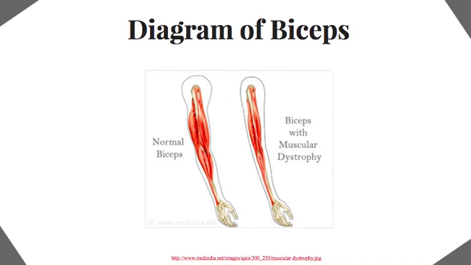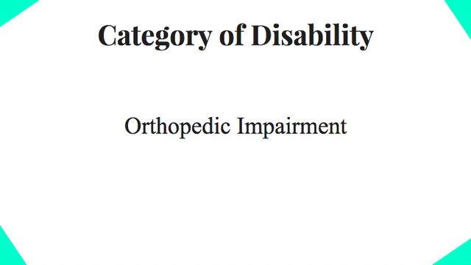Diagram of biceps. I just wanted to show you how biceps look in a person without muscular dystrophy and how they look in a person with muscular dystrophy. The normal one is on the left and the one with muscular dystrophy is on the right, and you can see a big difference there. The category of disability that it would be in is orthopedic impairment, which is also a physical disability.